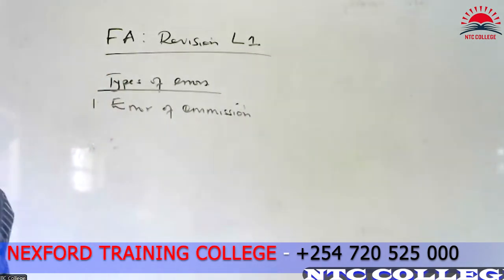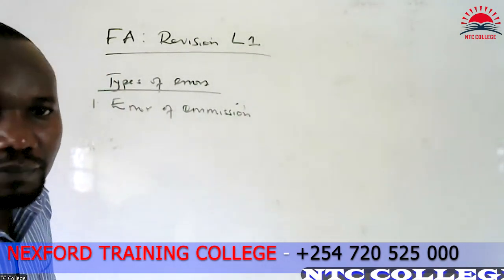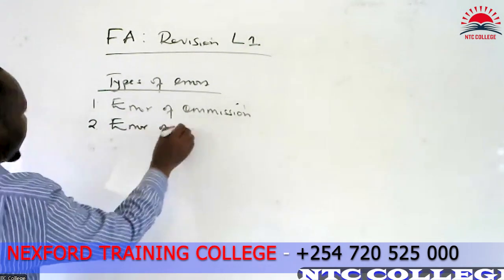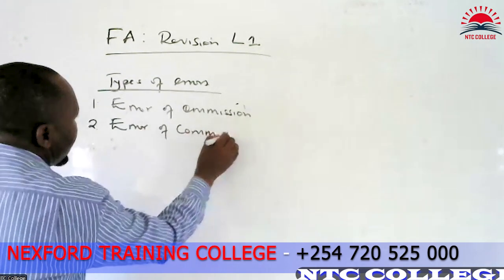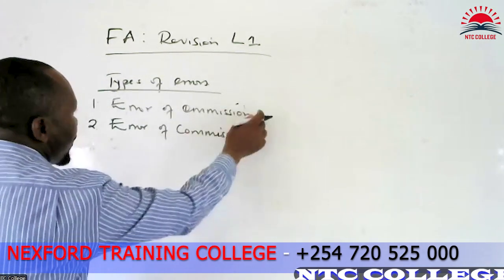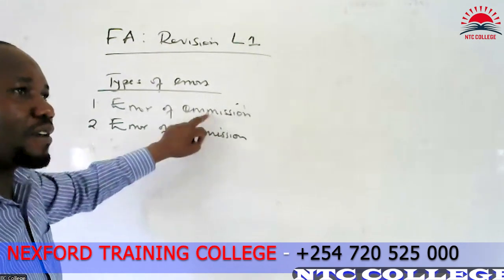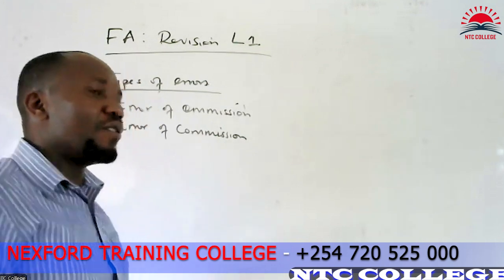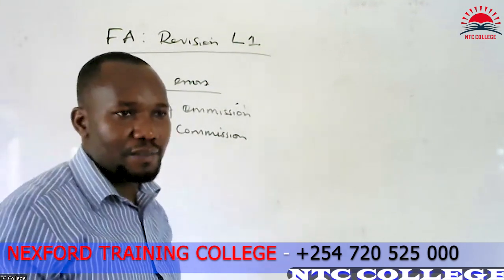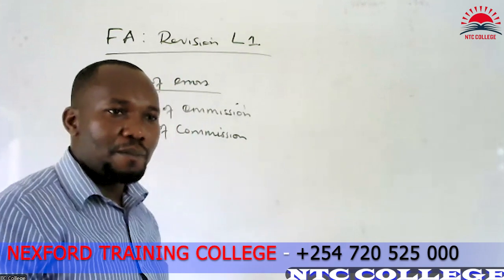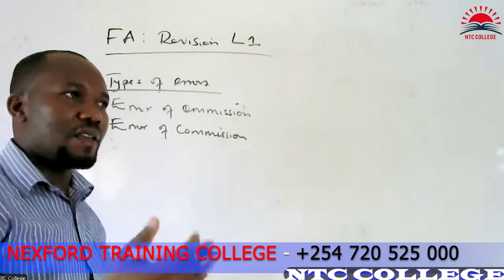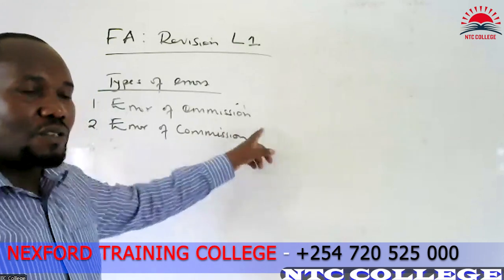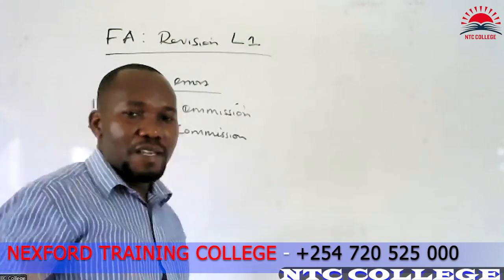The second type of error is called error of commission. So this one we have said that this one affects the total omission, it affects the trial balance, right? Yeah. No, it will not affect the trial balance. You will not realize. Partial, if it is on that one, you'll notice the trial balance. This one, if it is total omission, you'll not notice because both sides are left out.